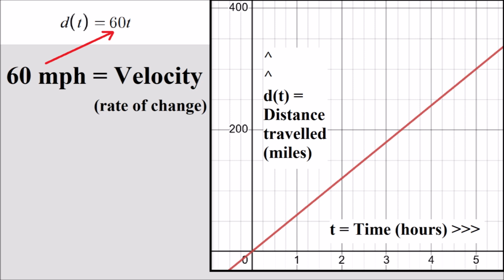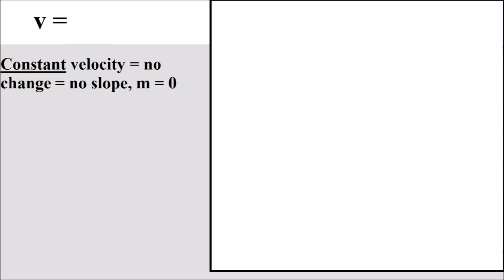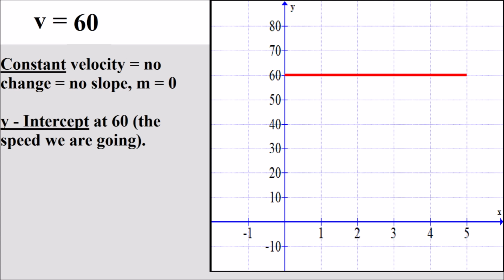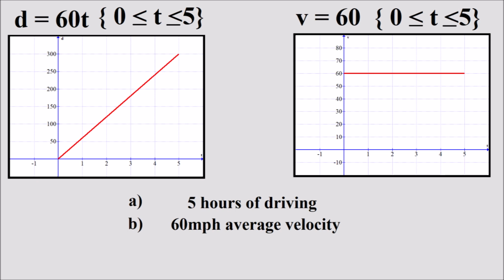Here's an interesting idea. What would the graph of the car's average velocity look like in the previous scenario? Since average velocity is a constant rate of change, the velocity would have a slope of 0 and a y-intercept of 60, which creates a constant linear equation through the point v = 60. We're switching to v because this is velocity now. Believe it or not, these graphs actually have all the same information on them, just in different places. In this scenario, the pieces of information we have are 5 hours of driving, 60 miles per hour average velocity, and 300 total miles traveled.